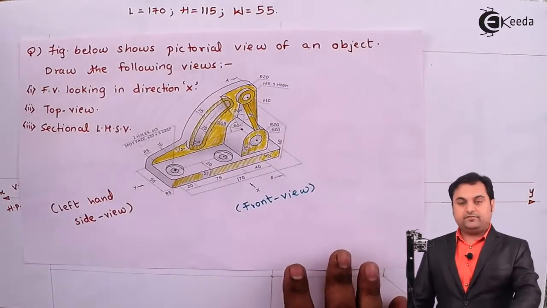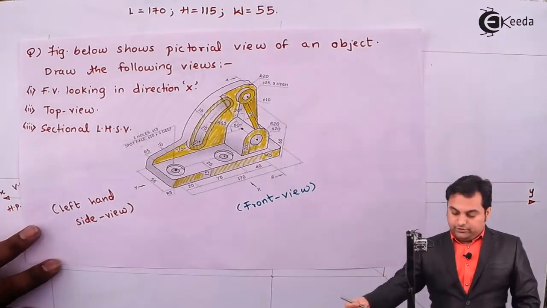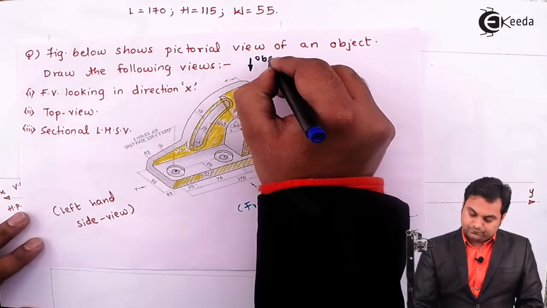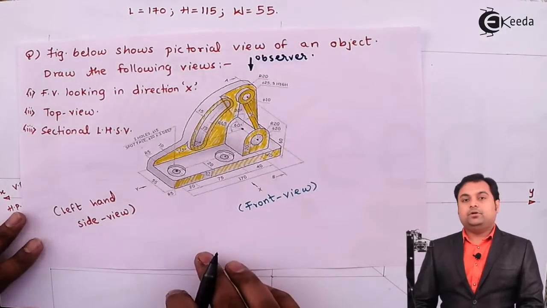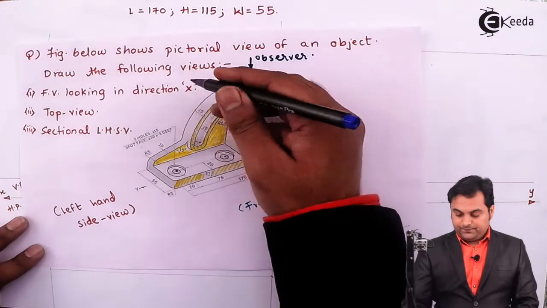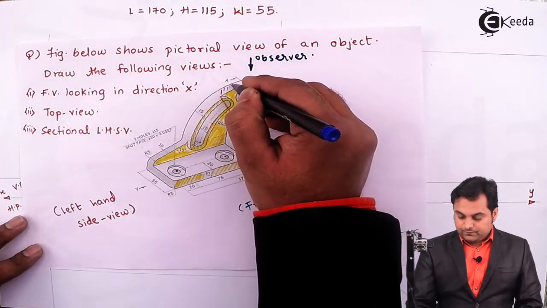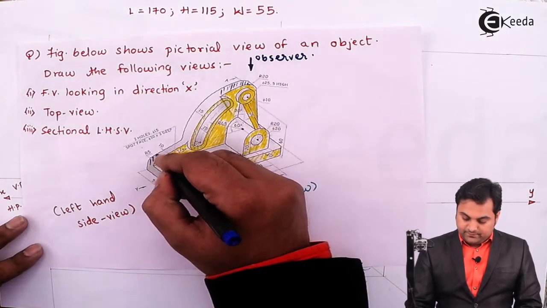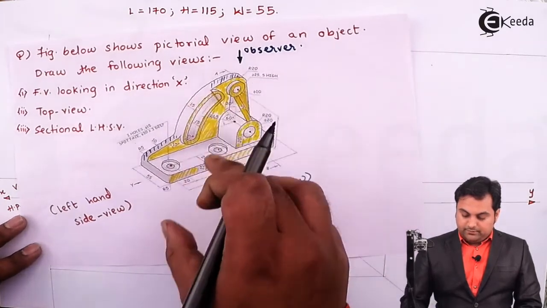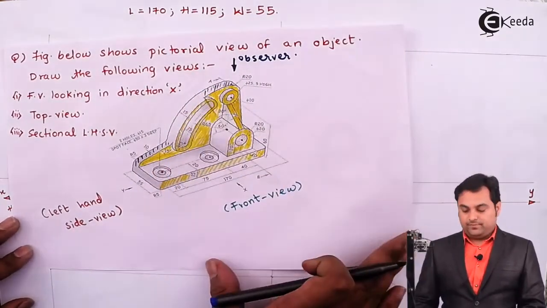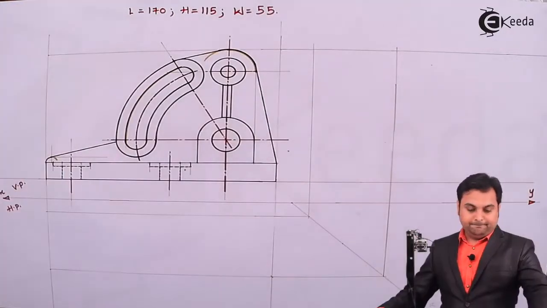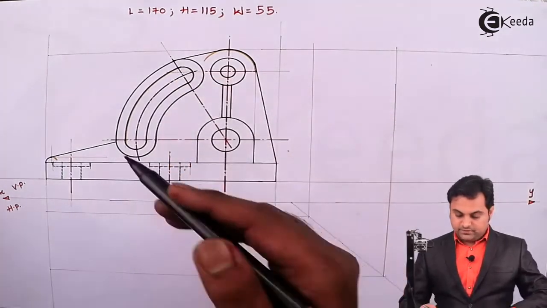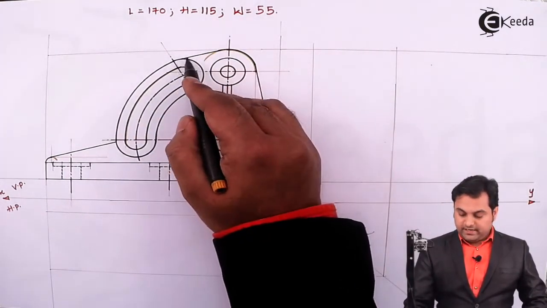Next, after completing the front view, I'll go for the top view, and for that the observer is at this location. So looking from top, the first thing which is visible to me is this plate, which has a width of 10 mm, as I can see here as well, and the middle portion has a width of 15 mm. So where the portion is connecting this surface, I should take that as 10 mm.